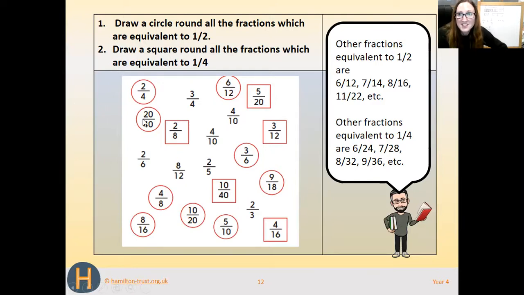Okay, so equivalencies to 1/4. These are all the fractions that are squared or put inside a square. So we have 5/20 at the top there. We have 2/8, 3/12, 10/40, and right down the bottom, 4/16. And again, really well done if you've got all of those correct today. If not, go back and correct them.